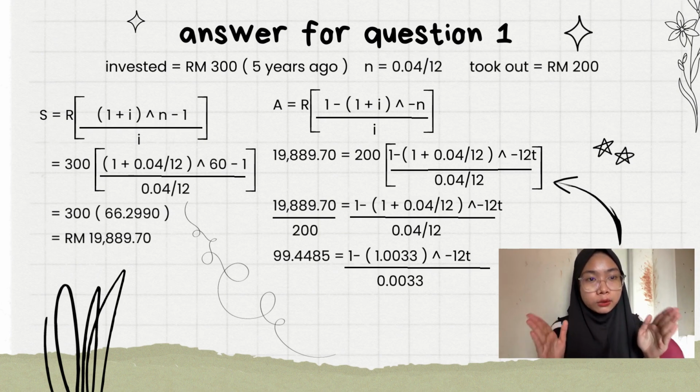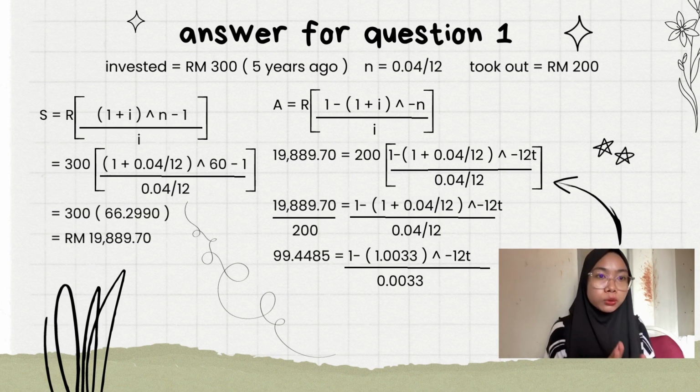And close brackets. So we calculate in the brackets first. The answer for the bracket is 66.2990, and we just calculate everything. 300 divided by 66.2990, we got RM 19,889 ringgit and 70 cents.